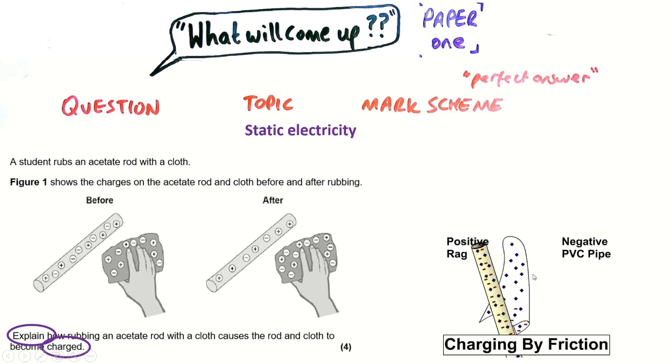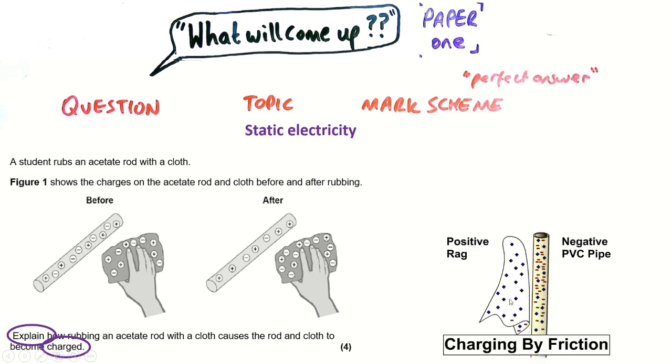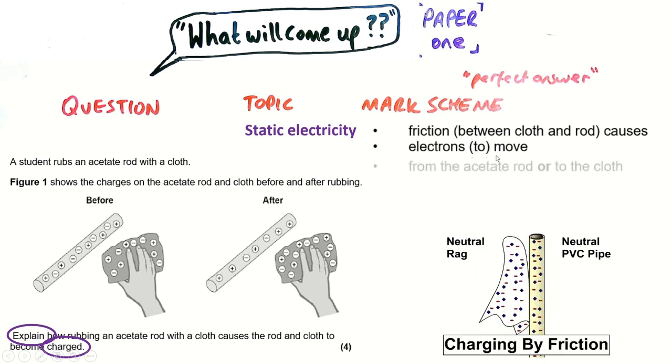So how would you phrase that in a mark scheme? It would look like this. We'd say there's friction between the two objects, the cloth and the rod. That causes electrons to move. You might want to say they are negative electrons, just to make sure you get your mark. Now, you've got to say where they move from. In the diagram, it's clear they go from the rod to the cloth. Slightly different to my GIF, but it could be the other way around. You've just got to keep an eye on what the question is asking you to do.